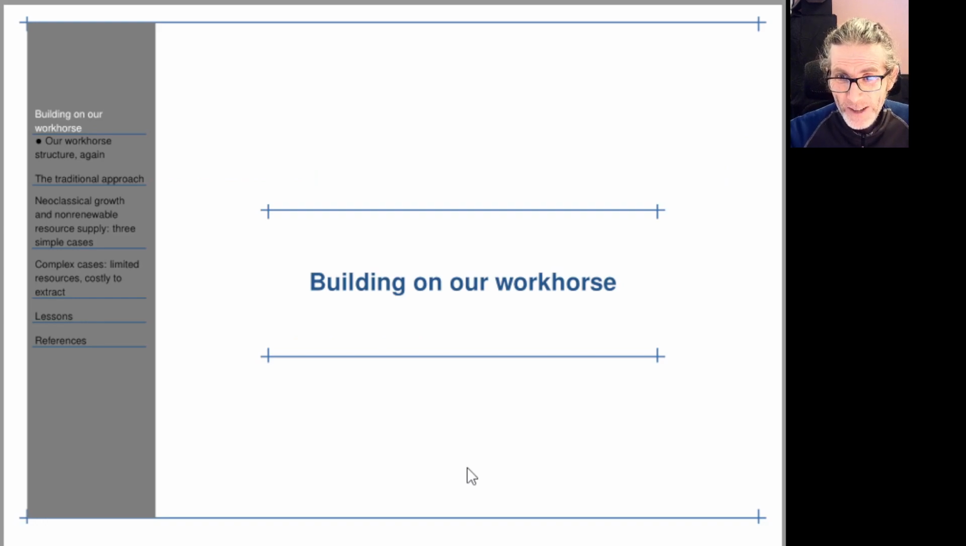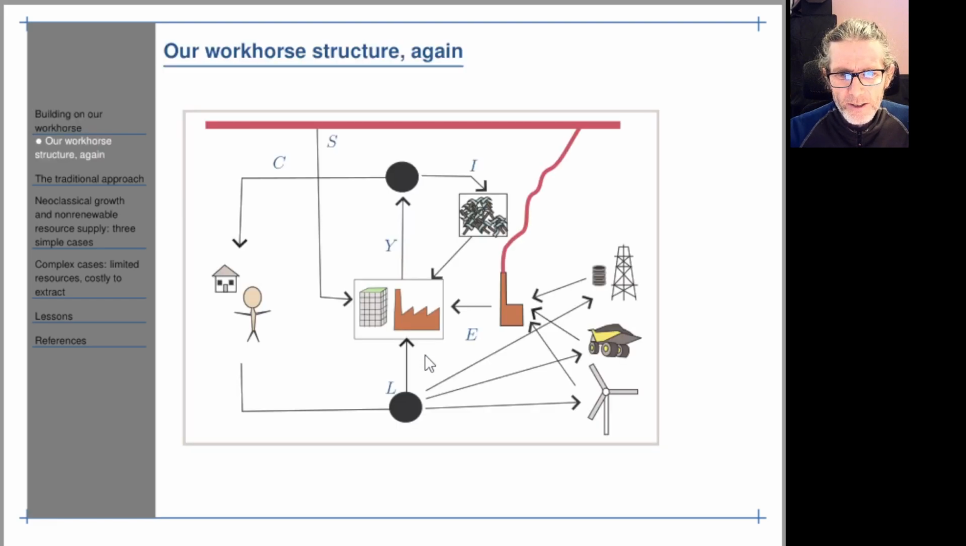And we spent a lot of time building a workhorse model, so it would be a shame if we didn't start there when we look at the next topic. So here's our workhorse structure, including capital this time. And now we're interested in extraction and use of non-renewable resources. So we're going to clearly zoom in here, right, on these three sectors, and we're no longer looking specifically at pollution, and we're going to look at these one at a time.